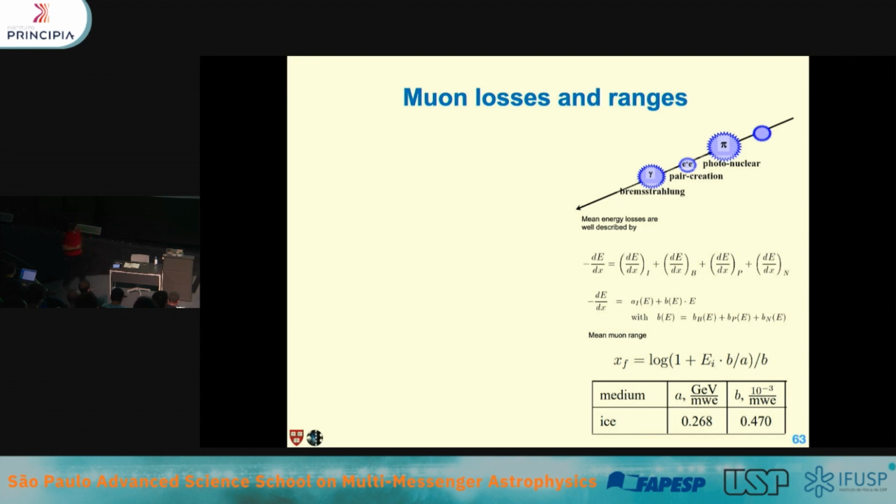Okay. So can somebody tell me from this equation at what energy, more or less, the radiative losses, the terms proportional to B, and the terms proportional to A are comparable? From that, somebody? Order of magnitude? How would you do that?